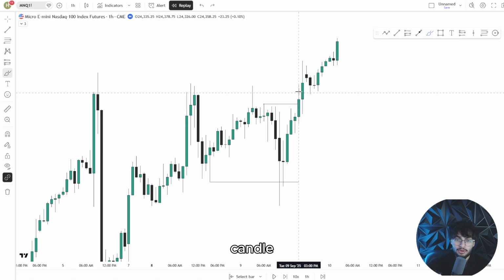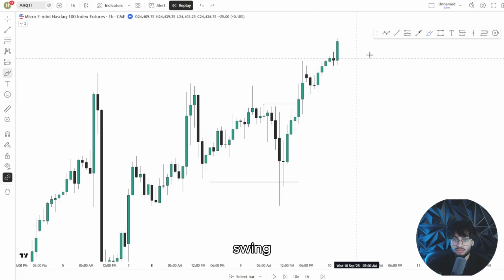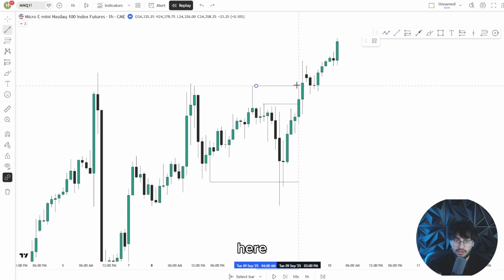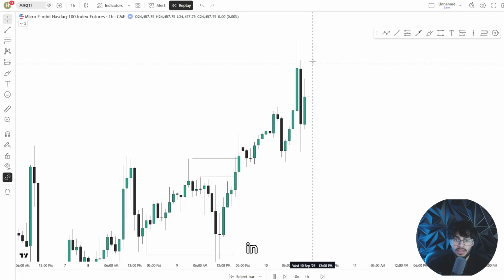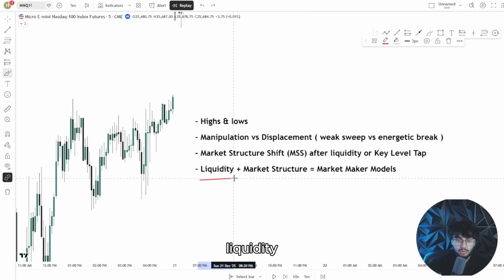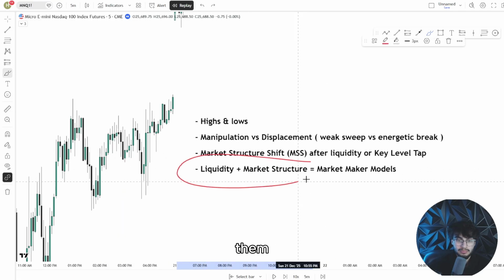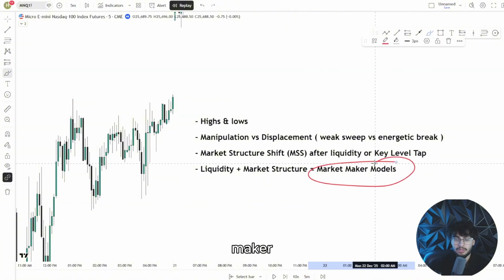And once you see candle body closures above those swing points, so this is another swing point right here, and we get a candle body closure, we're going to get that continuation in that direction. And now that we've learned liquidity and market structure, we're going to pair them together to understand how to use market maker models in your trading.